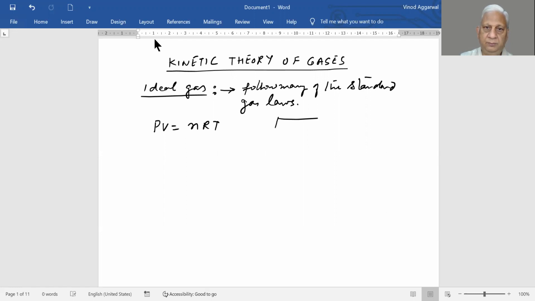You have a vessel. You have some gas here, whatever amount it is, doesn't matter. The gas has a pressure P, it has a temperature T, and n is the number of moles of gas.